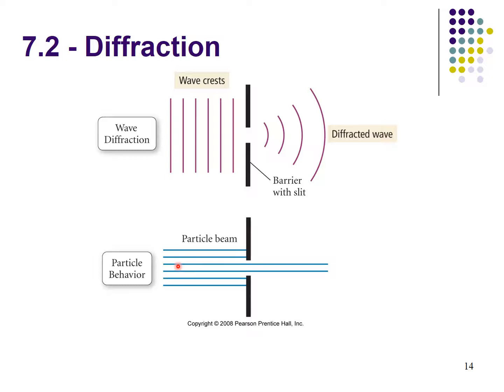So think of this, if you started throwing a bunch of stuff at the opening, it's only going to go out in a straight line. If you throw something, it's not going to turn the corner and end up over here. And again, we're talking about this because electrons behave like light. So they also take on that diffracted pattern.